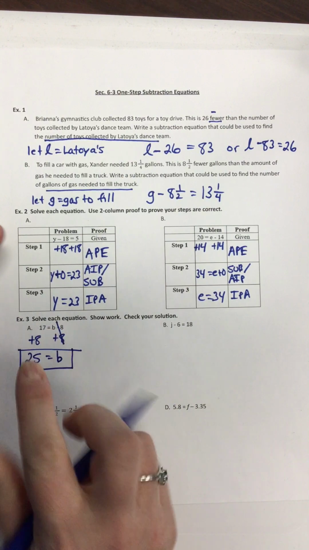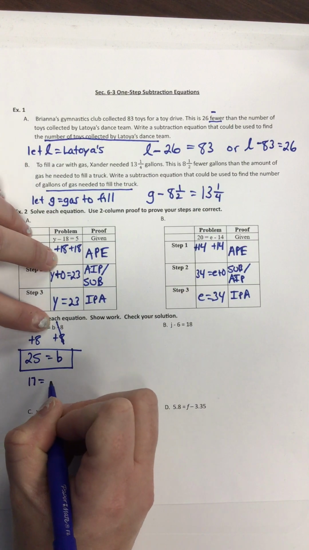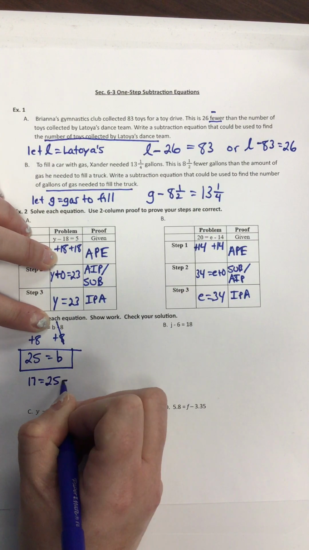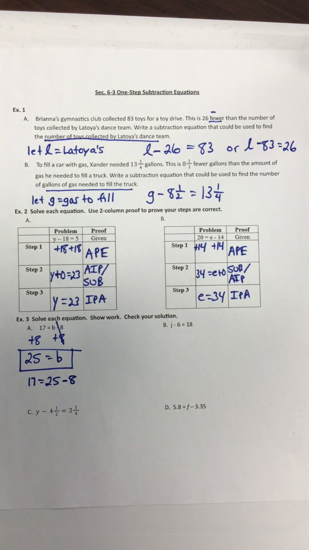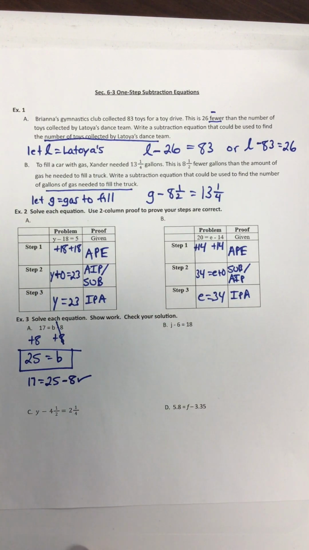Substitute 25 in for b and make sure the equation is right. So 17 needs to equal 25 minus 8. So is 25 minus 8 17? Yes, it is. So I know my solution is correct.